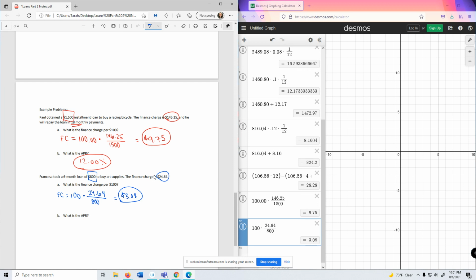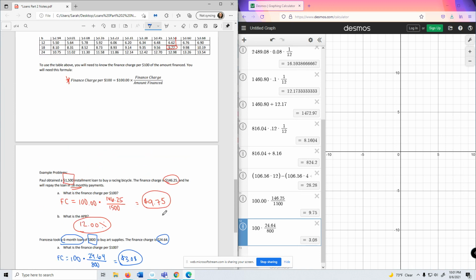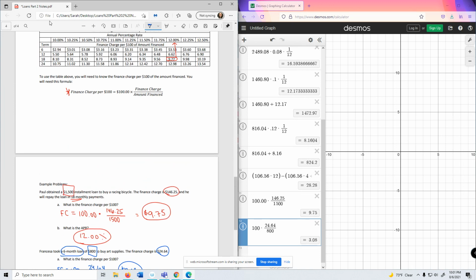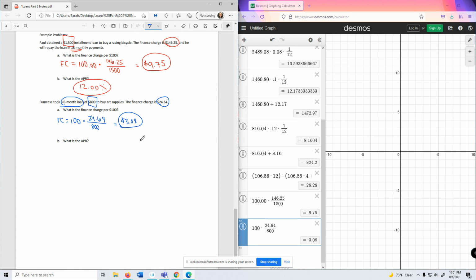To find the APR, this time we are looking at a 6-month loan, and our finance charge is $3.08. So looking in our 6-month row, we actually find exactly 3.08 there. That doesn't always happen. If not, find the amount that's closest and look up to our percentage rate at the top of the column. There it is 10.5. So the APR for this loan this time is 10.5 or 10.50%, however you want to think of it.